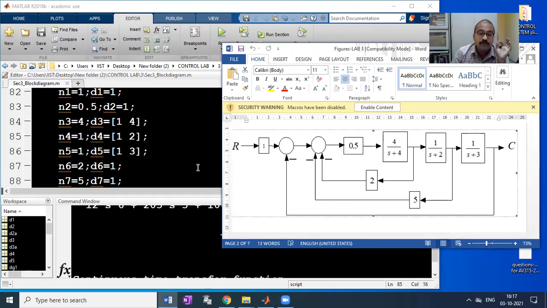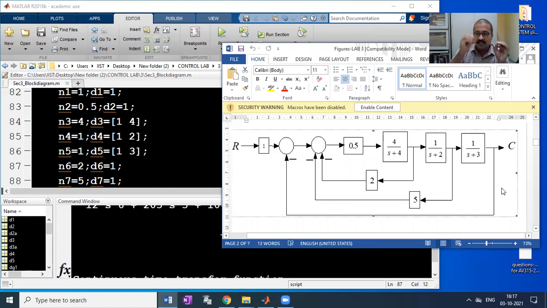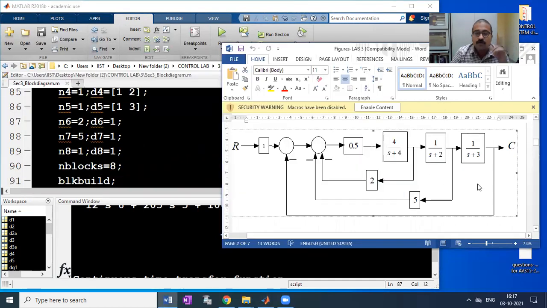So you have to define your blocks in this way. Is that clear? In this particular strategy, you need to define the variables as N1, N2, D1, D2, etc. You cannot use num1, den1 or any other variable name. You have to specifically define your block numerators and denominators as Ns and Ds. Then what next? You are telling MATLAB how many total blocks there are. nblocks. There are a total of 8 blocks, 1, 2, 3, 4, 5, 6, 7, 8. So you have to tell MATLAB how many blocks there are. So nblocks equals 8.